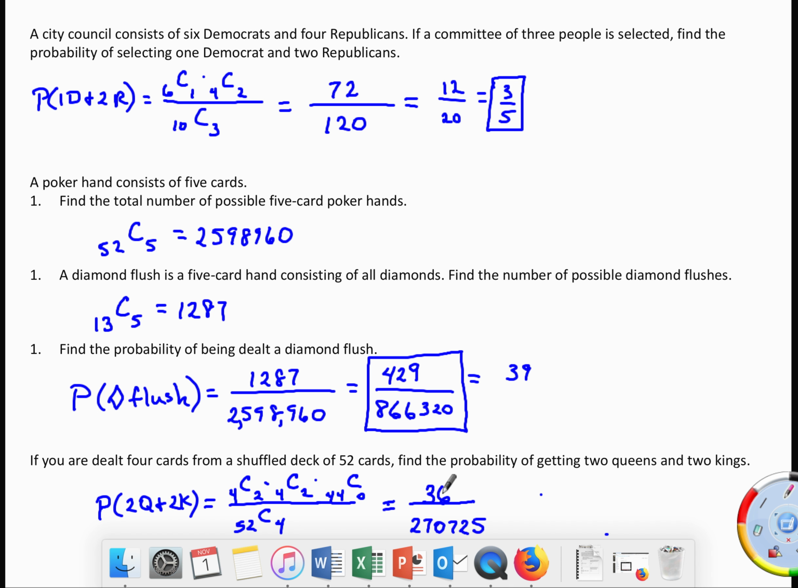Okay, and I'll leave that to you to try to simplify. This is a pretty easy one because the only numbers that divide into 36 are like 9, 4, 12, 3, 2, right? So check those numbers down here.